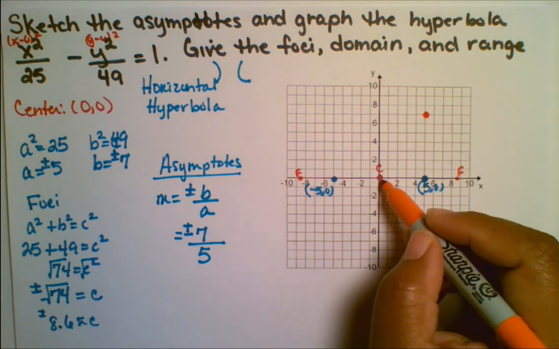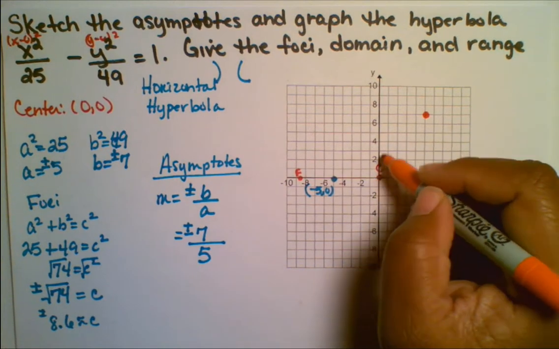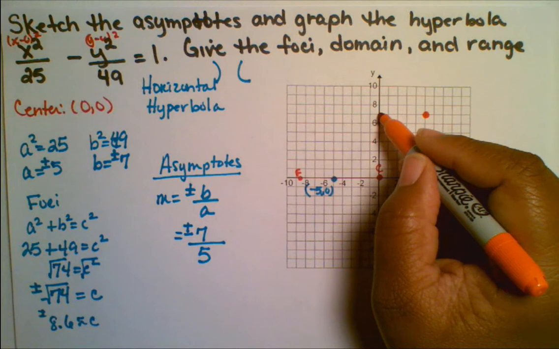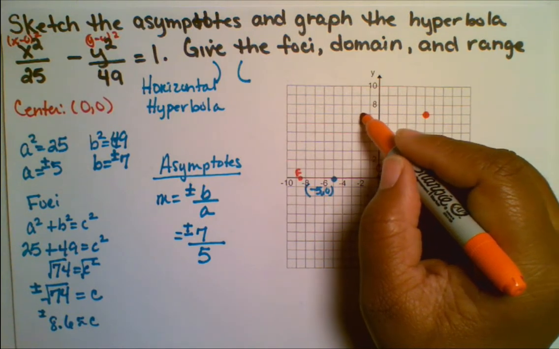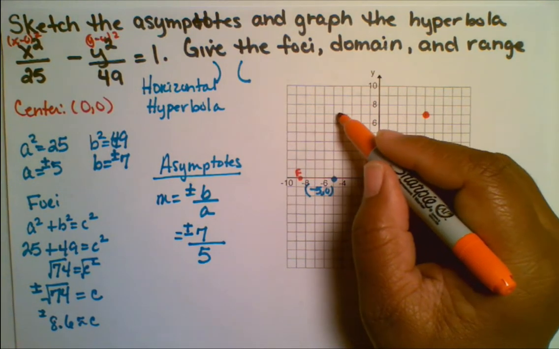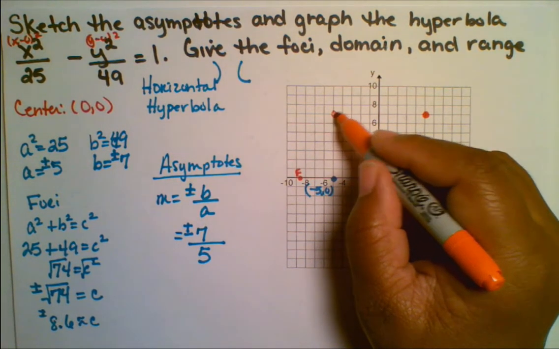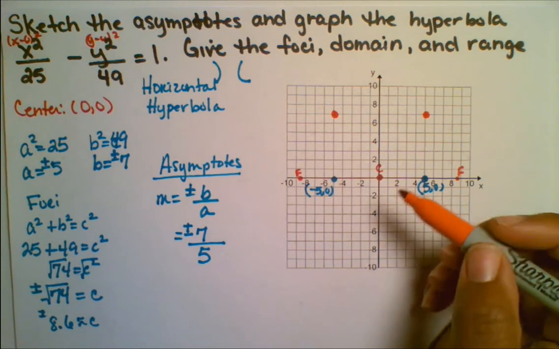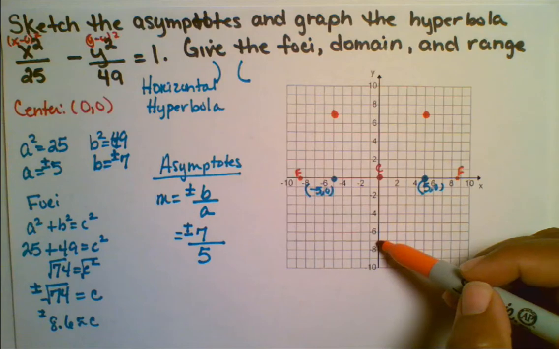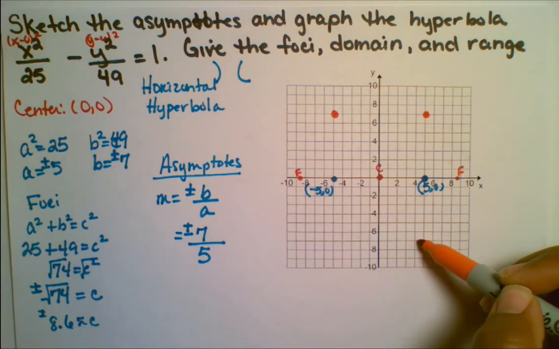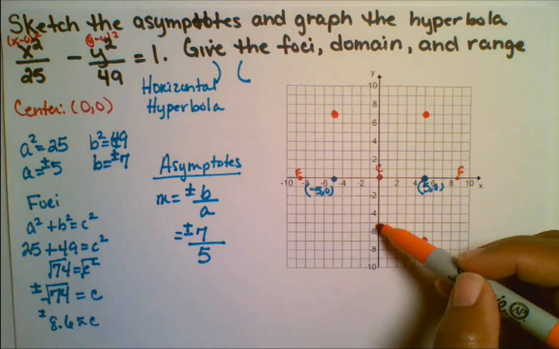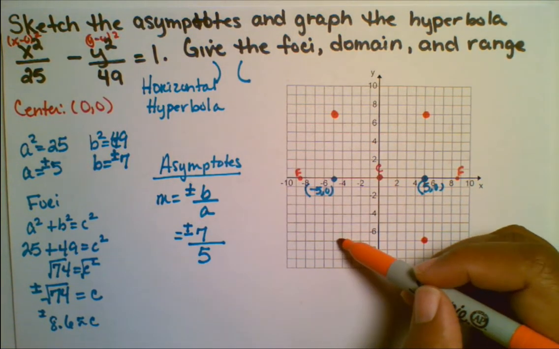Okay, then we can go back up, and then this time to the left, go up 7 units, and then go to the left 5. Okay, and then from the center, we're going to go down 7 units, and then move 5 units to the right. And then we can do the same thing, go down 7 units from the center, and then to the left.